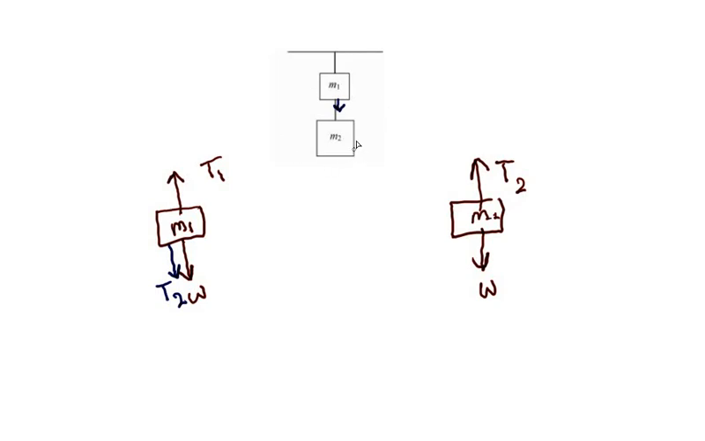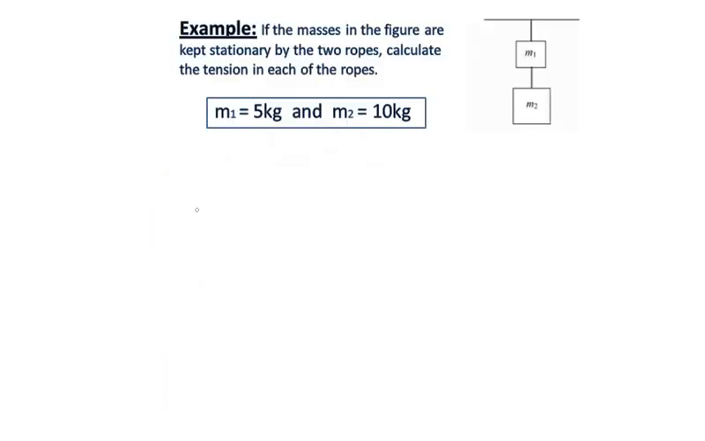If this system is stationary, or if the two masses are kept at rest, the weight of this mass is equal to T2. The weight plus T2 is equal to T1 for the system to be in equilibrium. Now let's solve this example. If the masses in the figure are kept stationary by two ropes, calculate the tension in each of the ropes.